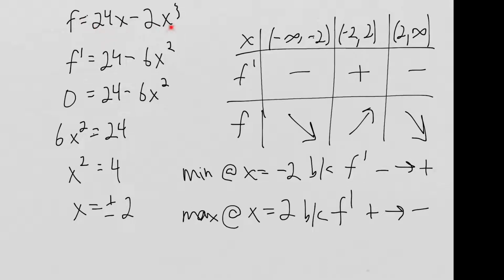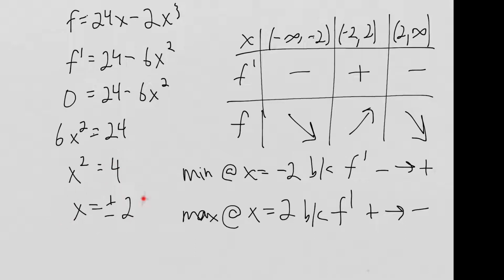Alright, so I start with my function. I take its derivative. I just use power rule. I set it equal to 0. I like to think about this. This is a negative term right here, so I pop that over to the other side. It's just easier for me to keep all things positive if I can. So move that over there. I get 6x squared is 24. I divide by 6, I get 4.